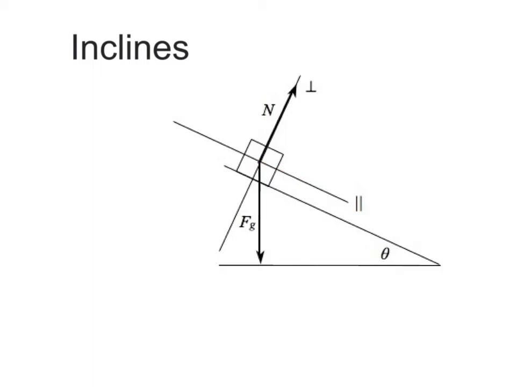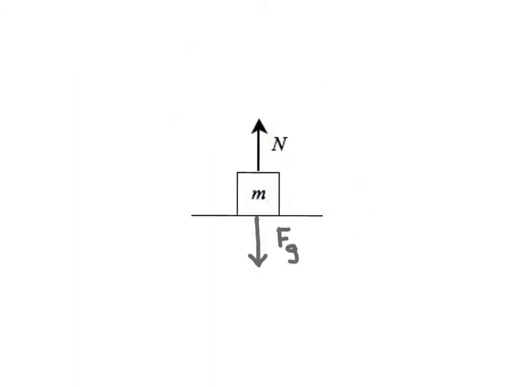And to understand this, we first need to look at a box when it's just sitting on the ground. So something like this. Here you've got a box sitting on the ground. You've got a normal force pointing up like this. You've got a gravity force pointing down like this. So the sum of the forces is 0.